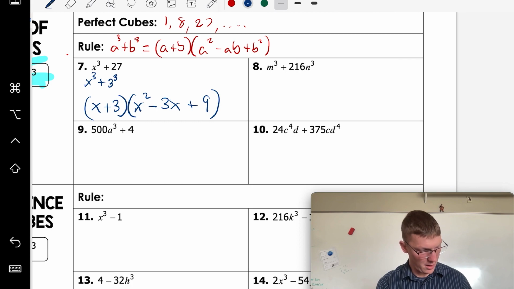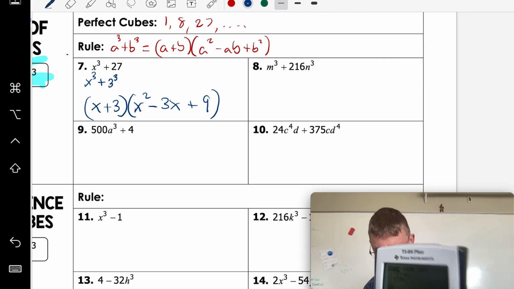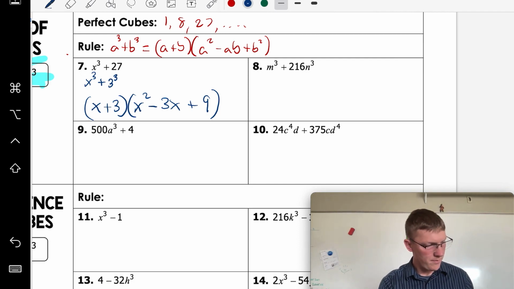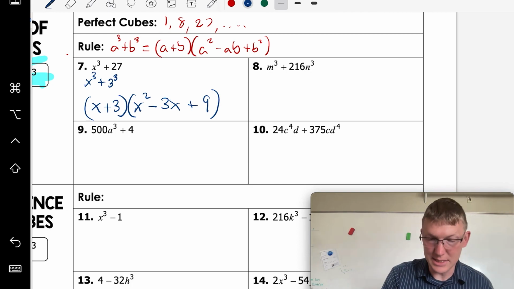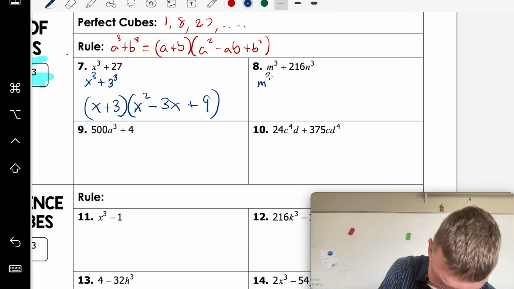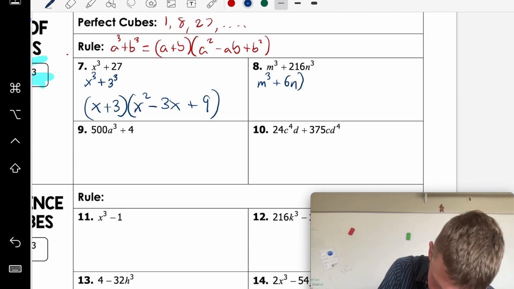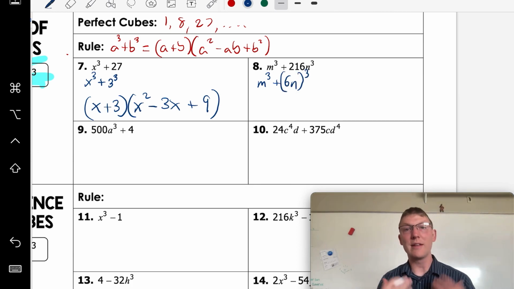Let's see here. It doesn't have an actual cube root button, but you can go to math and let's see, where is it? Oh, yeah, so math, and then go down to number 4, which is the cube root. You can't see that, whatever. And then you can just enter in 216, and it's going to tell me that it is an even 6. So again, I can rewrite this as m cubed plus 6n cubed. So that's how you can recognize it.